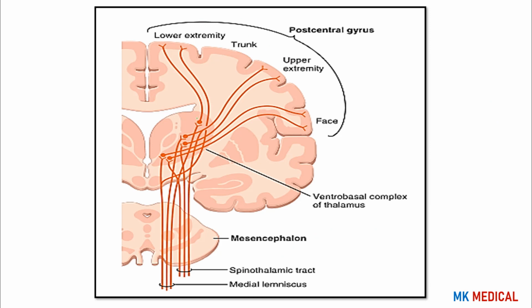So here is a much more detailed diagram where we can see the lower extremities are found on the medial aspect, the upper extremities and the face are found on the lateral aspect, and then of course the trunk is in between. And of course here you have your thalamus on both areas.